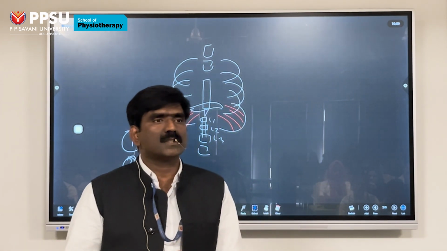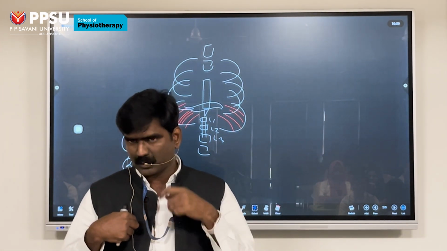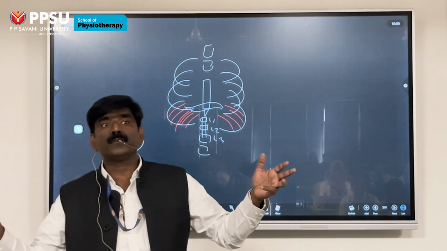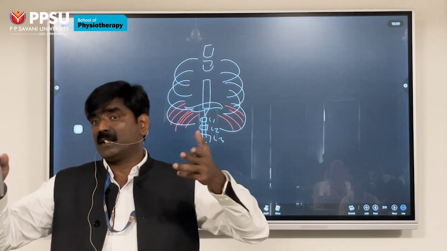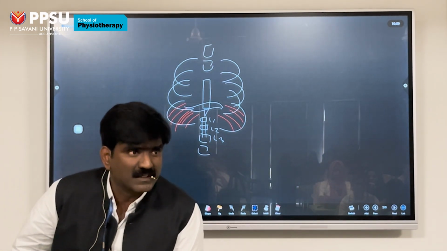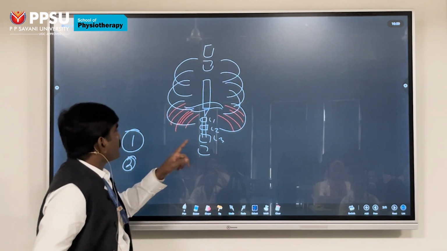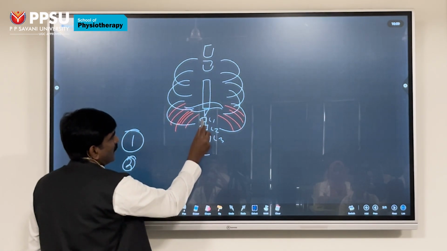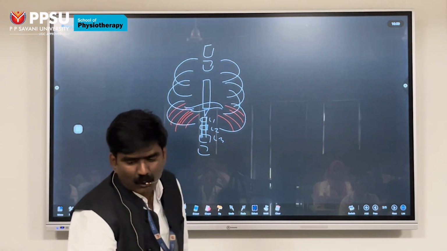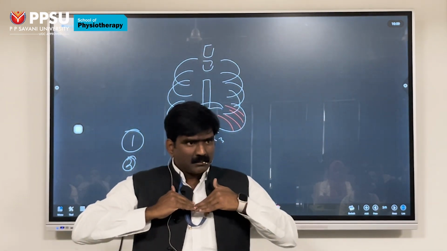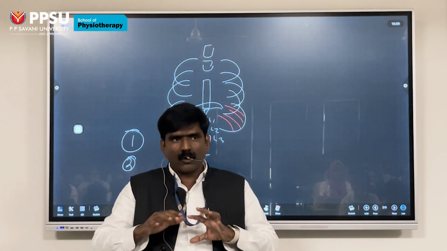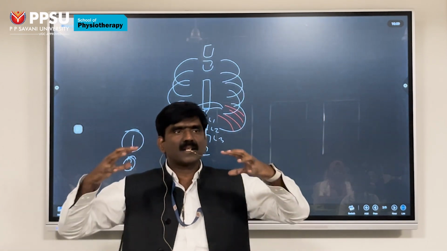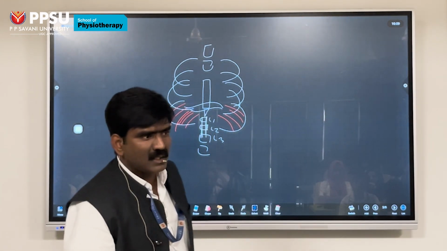The sternal part takes origin from the posterior surface of the xiphoid process, and the costal part from the upper border of the inner surface of the lower six ribs. The third is the crural part, that is L1, L2. There are two crura, the right crus and the left crus. So it takes origin from the xiphoid process, the costal origin, and from the back, the crural part. Everything comes and is attached to the central tendon.